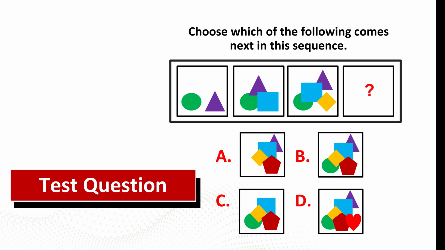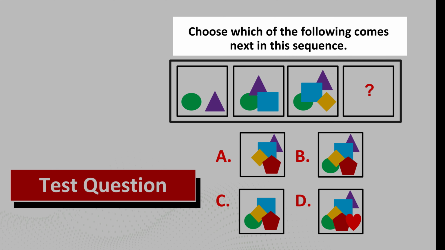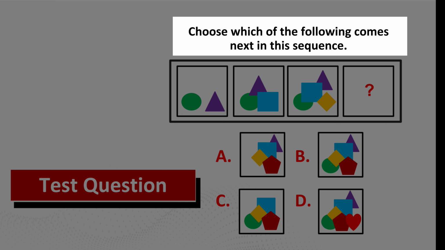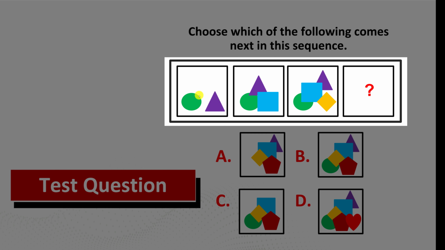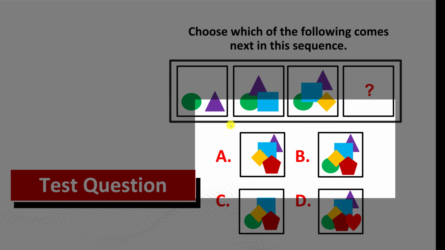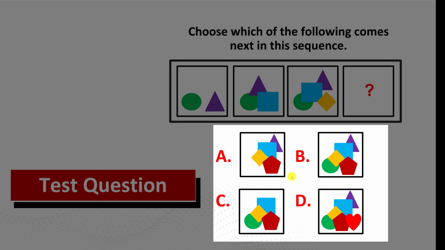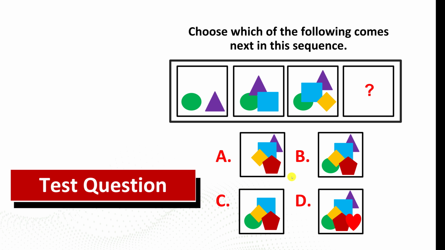And now here's the question for you to try. Please choose which of the following comes next in the sequence. You're presented with the sequence of objects, and the 4th object in the sequence is missing. And you have 4 different choices presented here, and you need to select 1 out of 4 choices. Feel free to pause this video and try to solve this challenge.